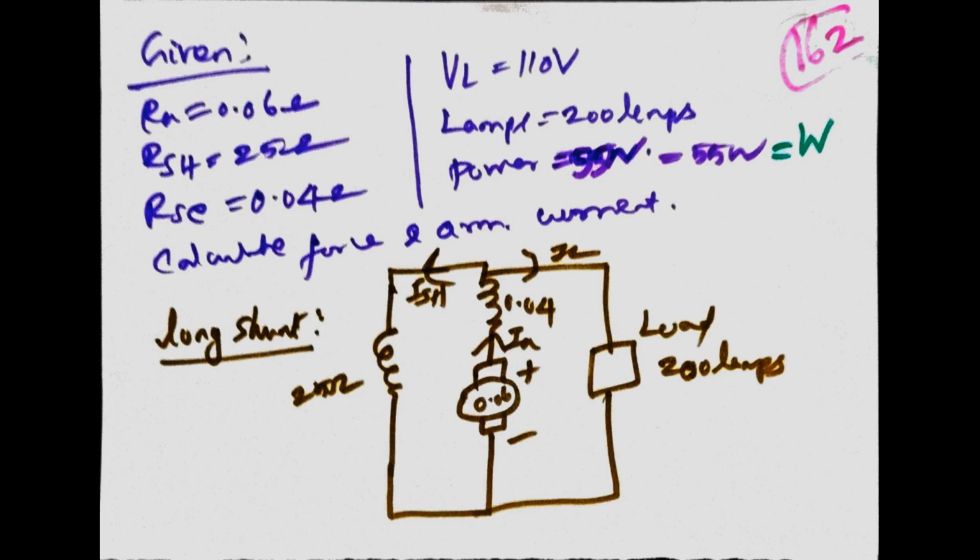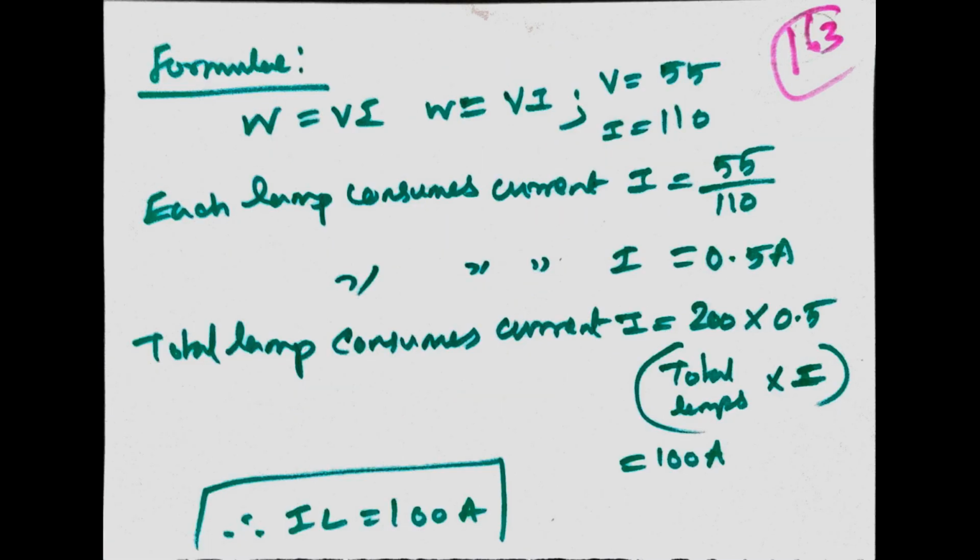The circuit is shown in the figure. ISH, IA, and IL directions are given. The load is 200 lamps, RSH is 25 ohm, RA is 0.06, RSC is 0.04. The directions are given in the long shunt circuit. Formula: W is equal to VI, where V is 110 and W is 55. Each lamp consumes current I equal to 55 divided by 110, so I is equal to 0.5 ampere.